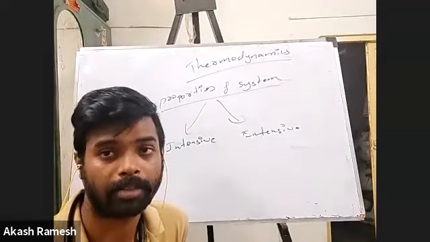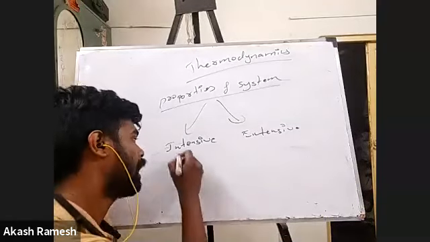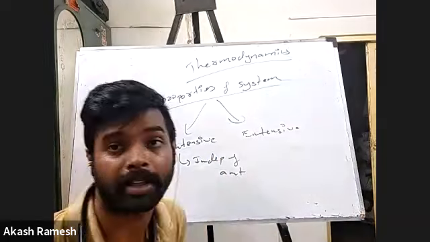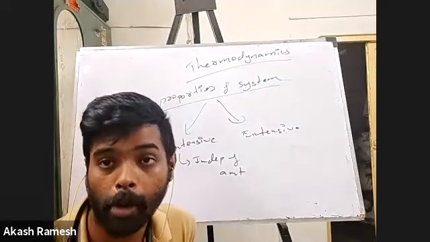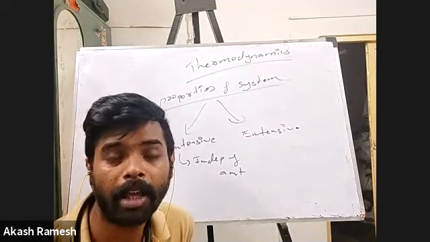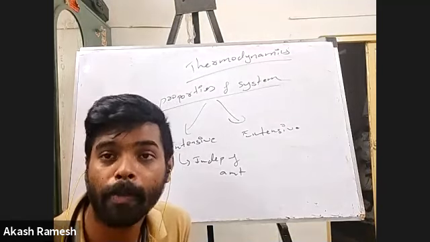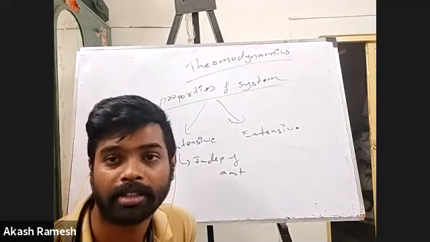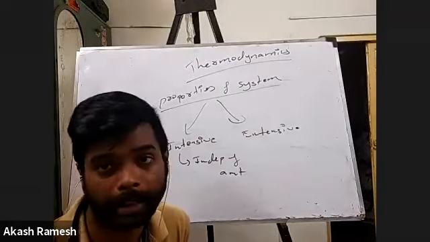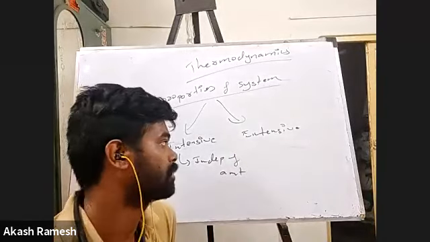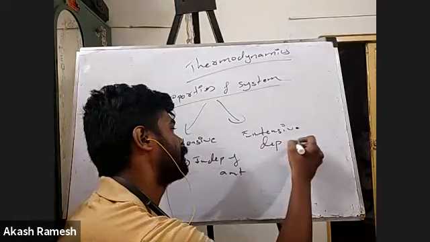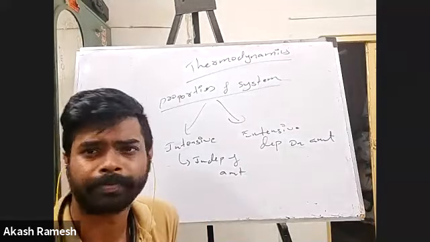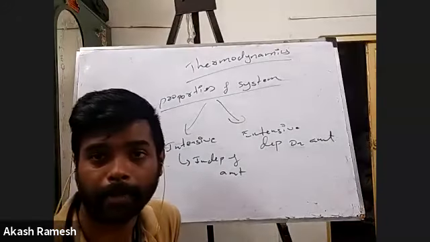So what do you mean by this? Intensive properties are independent of the amount of substance present in the system. It doesn't care about how much I have. These properties do not depend upon how much I have in the system, how much mass or how many moles. All these things don't matter for intensive properties. And obviously, extensive properties are dependent on the amount of substance present in the system, right? Now, what can be examples of intensive properties?